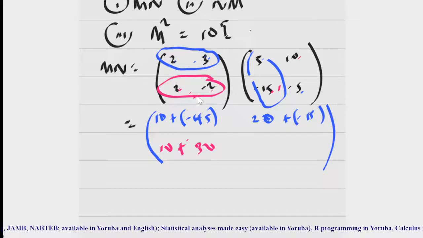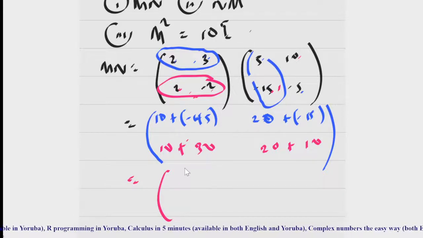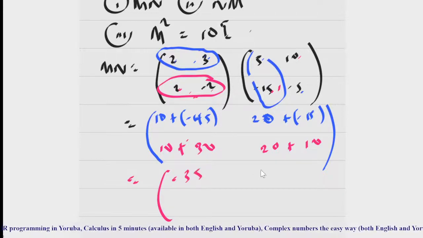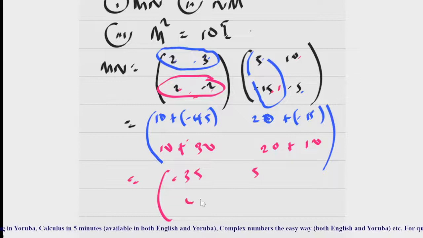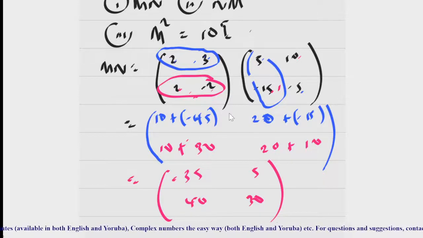Then you still take the same row and multiply with this column. That will be 2 times 10, 20, plus minus 2 times minus 5, that is 10. Then you can now simplify it further. What are you going to have? This minus 35, 5, 40, 30. So can you see it is very simple?